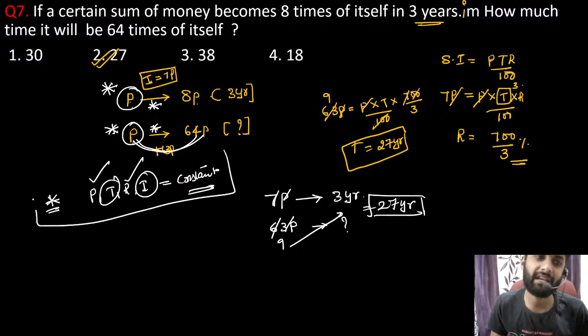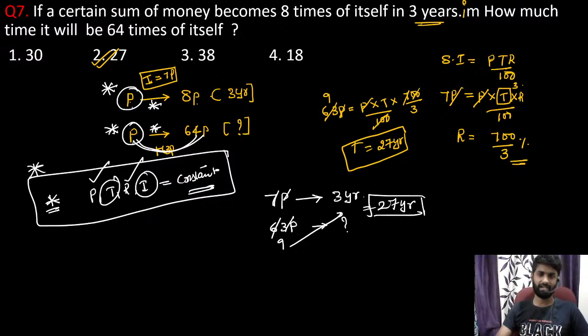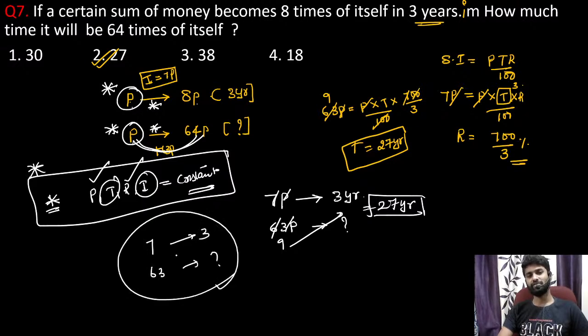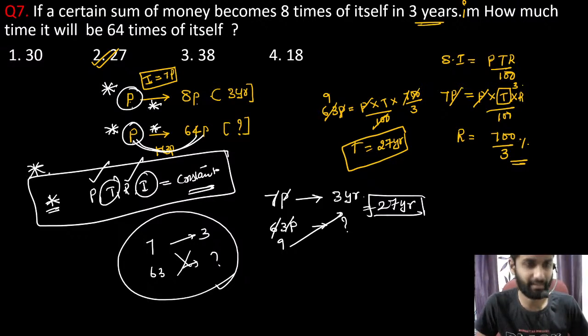If you are good at this particular line, see what is the main important thing in simple interest? All the parameters are constant. If you want 7 units of interest, it takes 3 years. Means if you want 63 units of interest, how much does it take? So simply cross multiply them, then you can get the answer. So this is the direct approach.